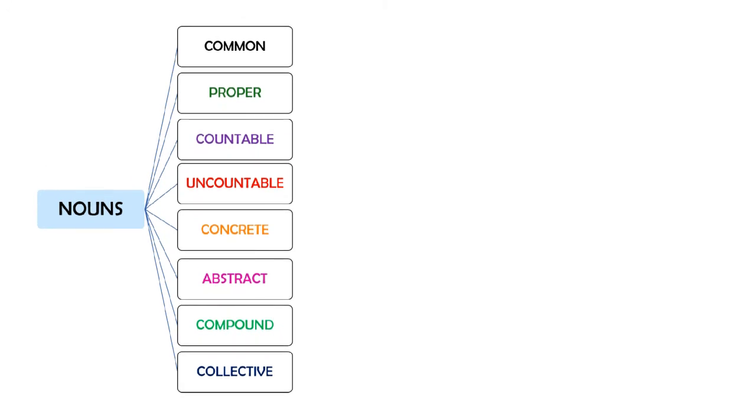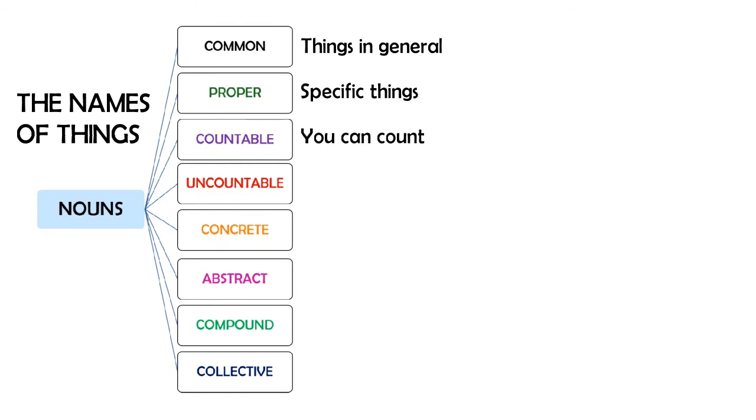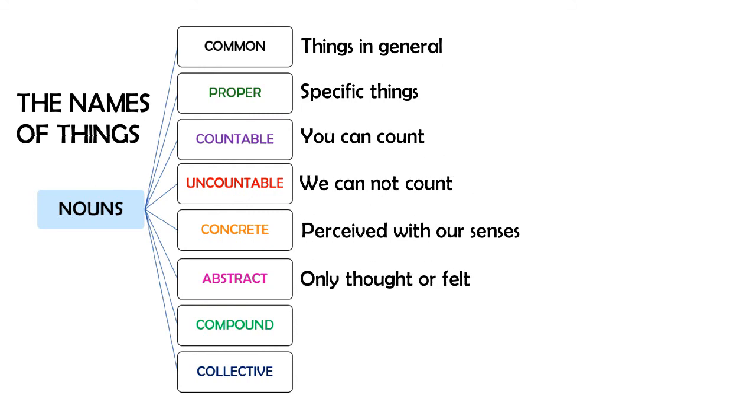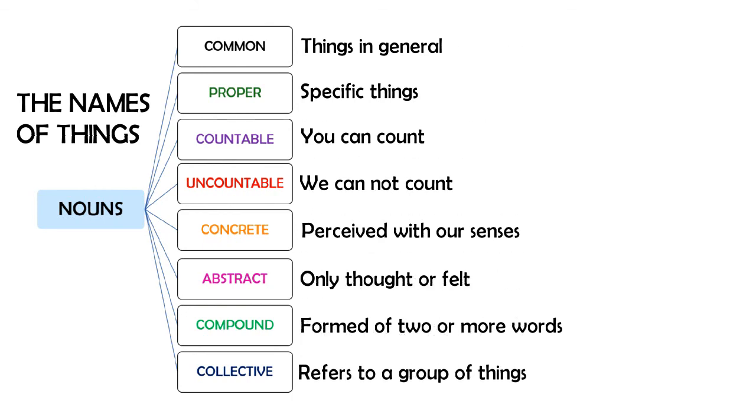For the last, let's make a summary of all the nouns. The nouns are the names of things. Common nouns, things in general. Proper nouns, specific things. Countable nouns, we can count. Uncountable nouns, we cannot count. Concrete nouns, we can perceive with our senses. Abstract nouns, only thought or felt. Compound nouns are formed of two or more words. And collective nouns refer to a group of things. Those are the 8 nouns.